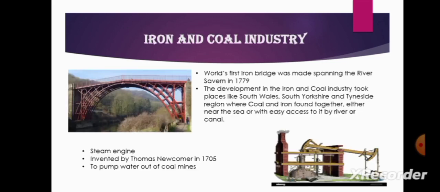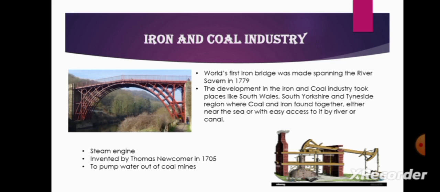And next, iron and coal industries. By the middle of the 18th century, there was an increased use of iron. In 1779, the world's first iron bridge was made spanning the River Severn. The development of iron trade was closely associated with the coal industry because a new method of smelting iron with coal was devised. The great development in iron and coal industry took place in the early 19th century in places like South Wales, South Yorkshire and Tyneside region where coal and iron were found together either near the sea or with easy access to it by river or canal.